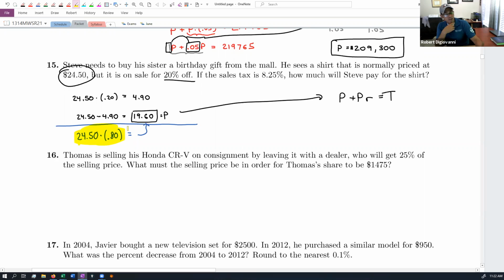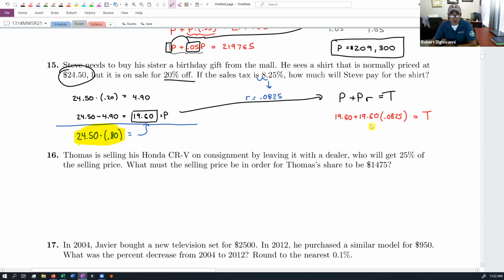Okay, now we're ready to plug in here. Now this 8.25 is our tax rate. So I need to move the decimal 2 places, 0.0825. That's what R is. And now I'm ready for the formula. So P is 19.60 plus 19.60 again times R, which is 0.0825. That will equal our total.